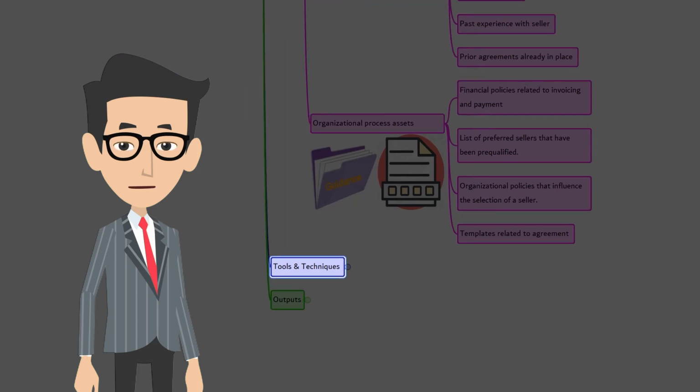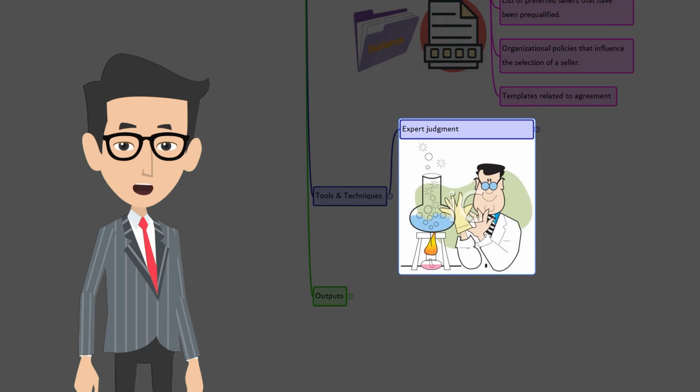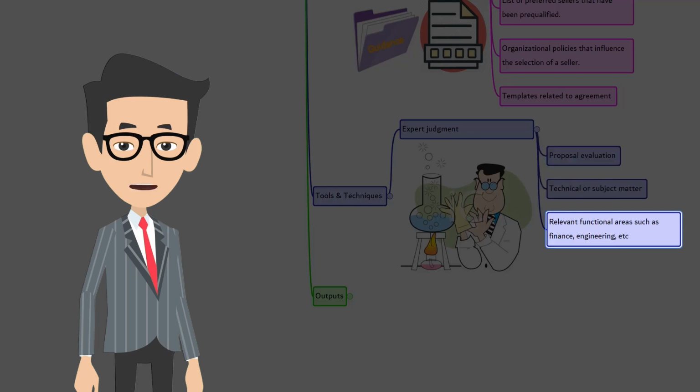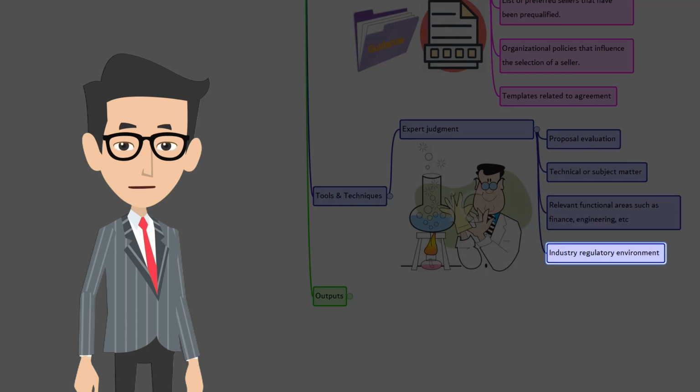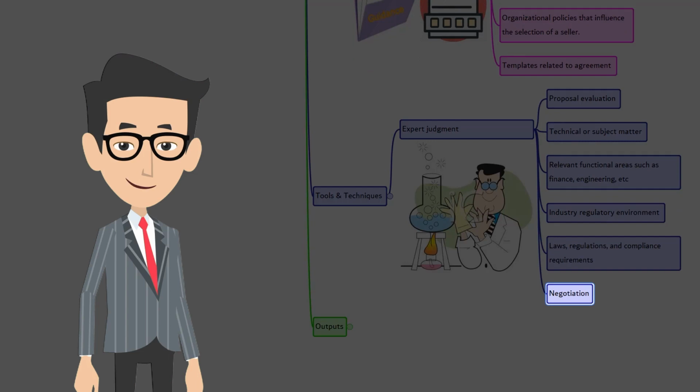Now, tools and techniques. There are 5 in the list. First, expert judgment. For this process, the experts can be from proposal evaluation, technical experts, relevant functional areas such as financing, engineering, design, development, supply chain management, etc., industry regulatory environment, laws, regulations, and compliance requirements, negotiation.